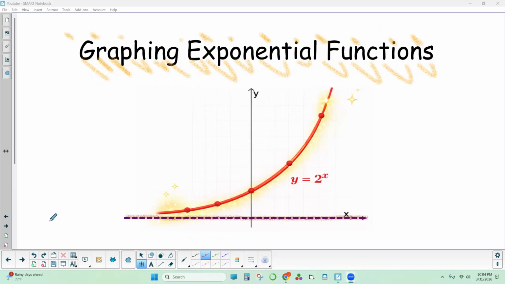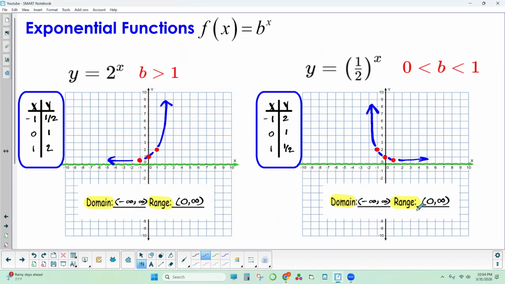So let's get started. All right, we've got f of x equals b to the x. That is our parent function. All exponential parent functions fall into two categories: growth, which you see on the left, and decay, which you see on the right. If the base b is greater than 1, the function increases.